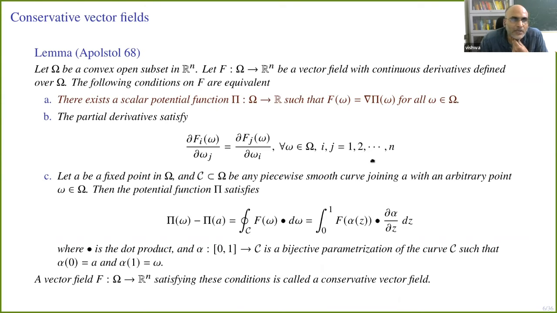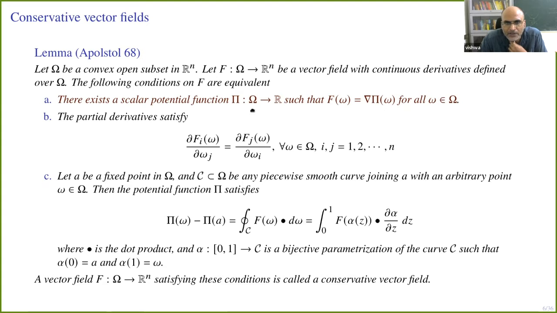So this is a classic result from multivariable calculus, which says: let Omega be a convex open subset in R^n. Let F be a vector field with continuous derivatives defined over Omega. Then the following conditions on F are equivalent. That is, there exists a scalar potential function such that this vector field is exactly the same as the gradient of this function. These conditions are all equivalent in the sense A means B, B means C, and so on.